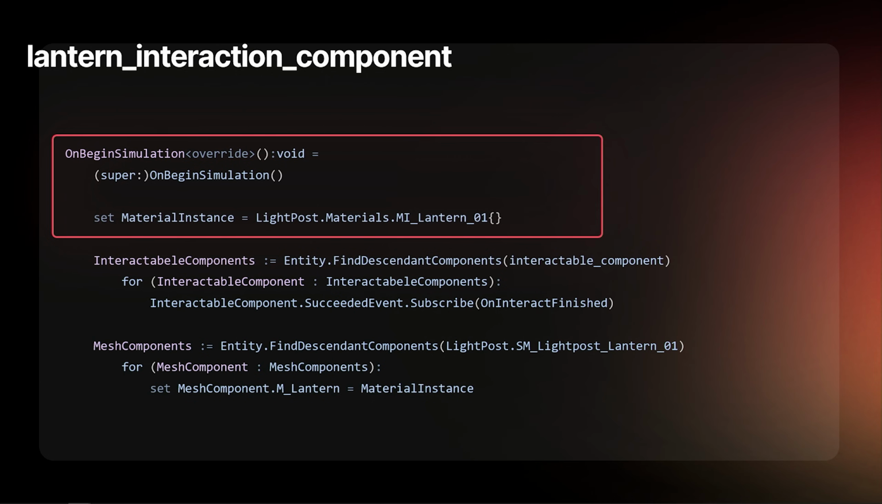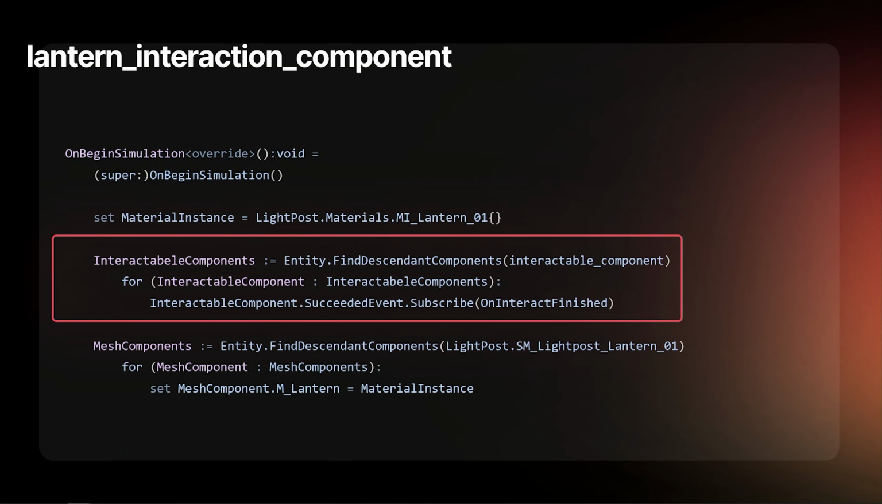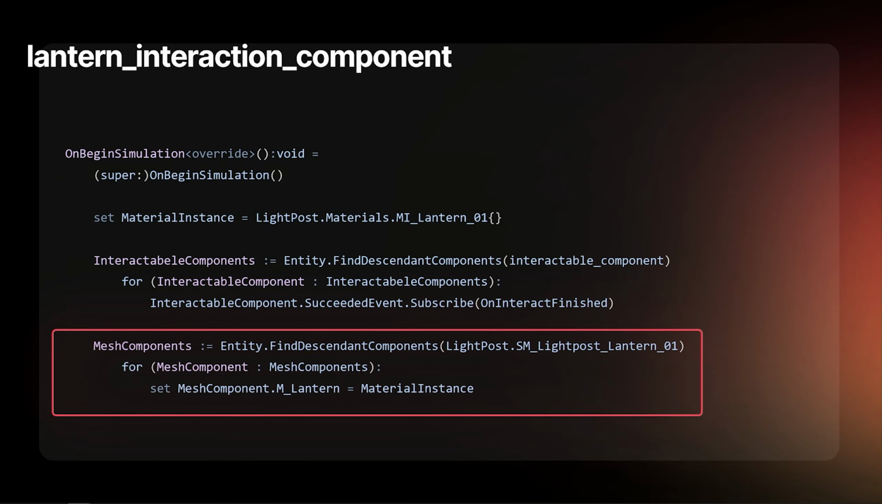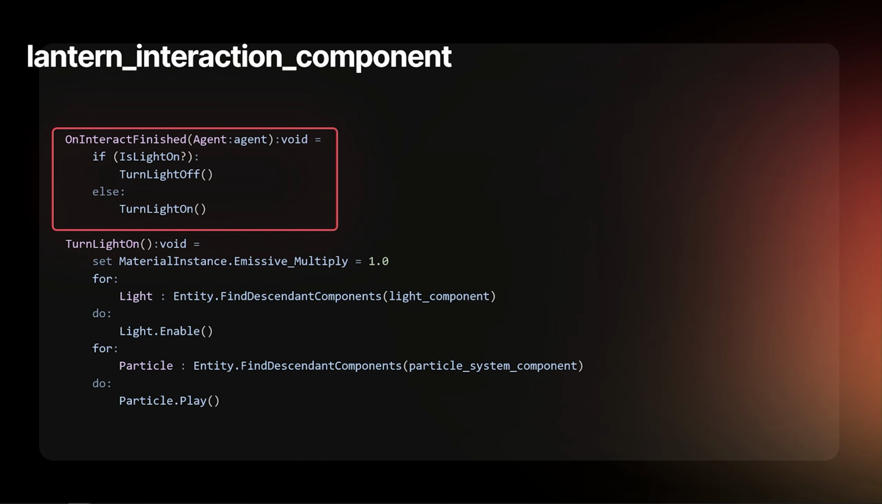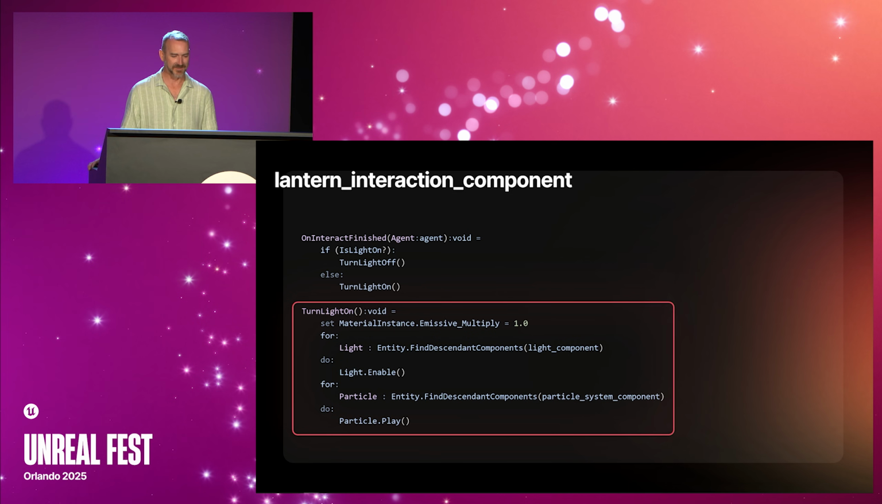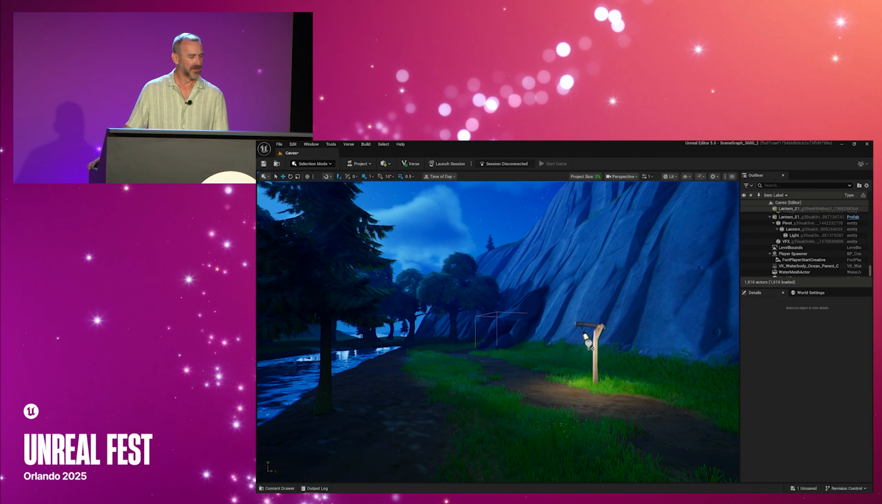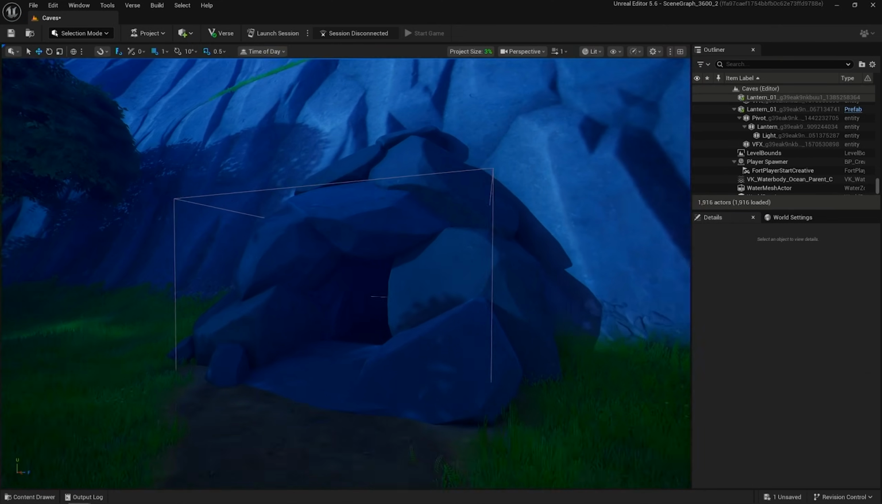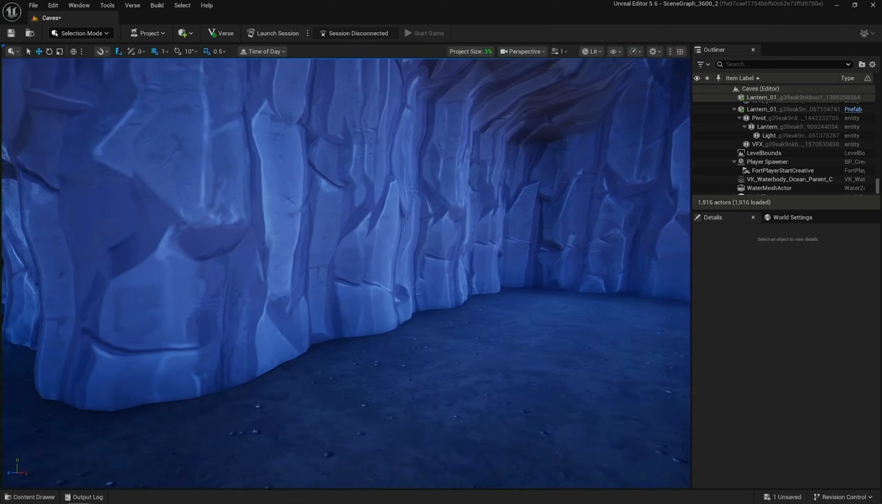We start by adding a material instance to our lantern. We find our interactable component, and we subscribe to our succeeded event. And then we find our mesh component, and we add our material instance to it. Then when the player does the interaction, we go through and we set the emissive, and we find our light component, we enable it, and we find our particle component, and we call play on it. It's pretty easy.